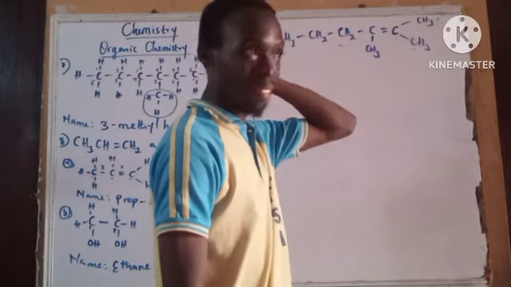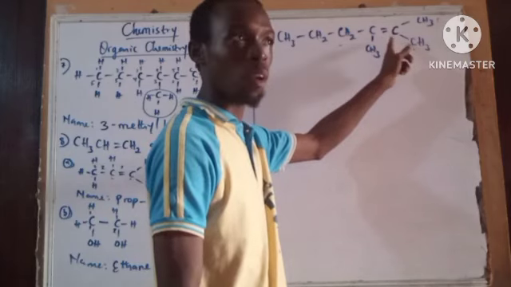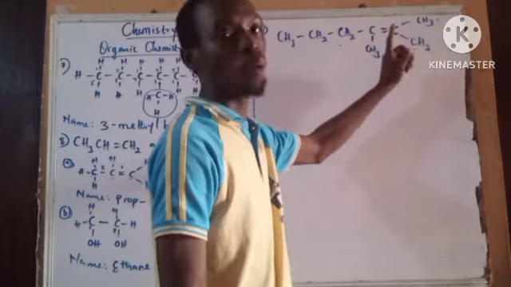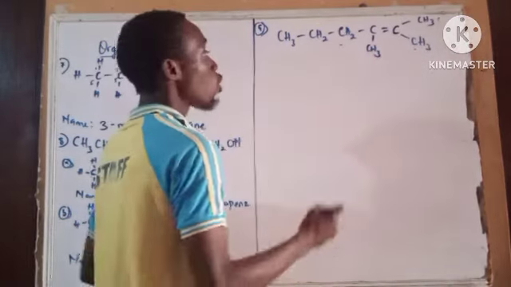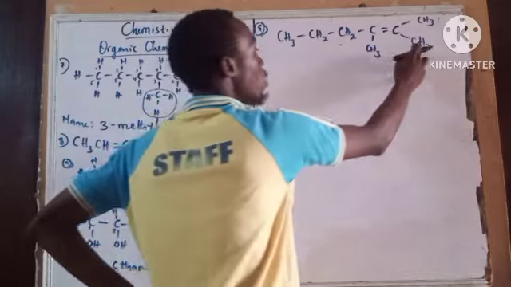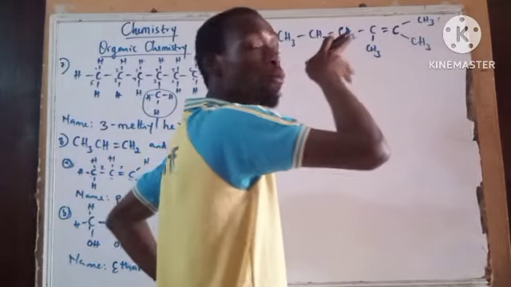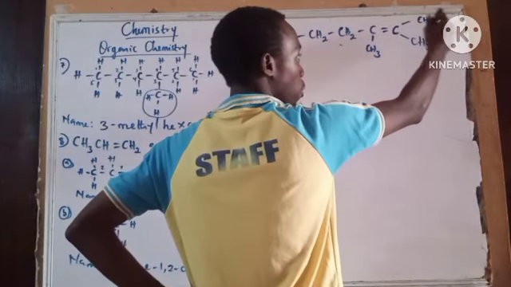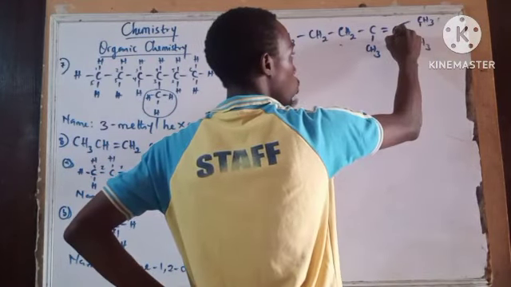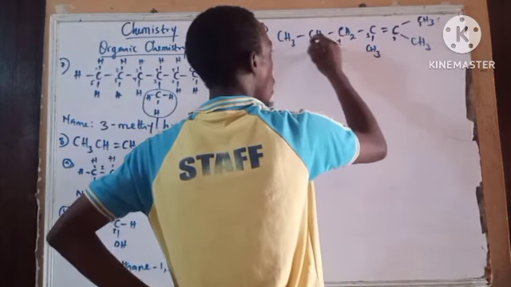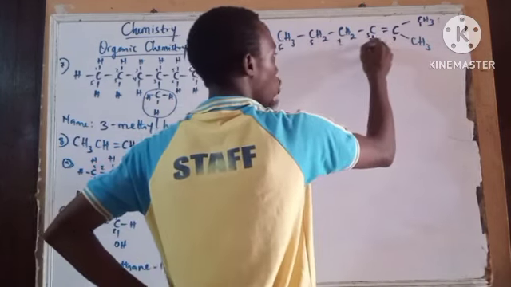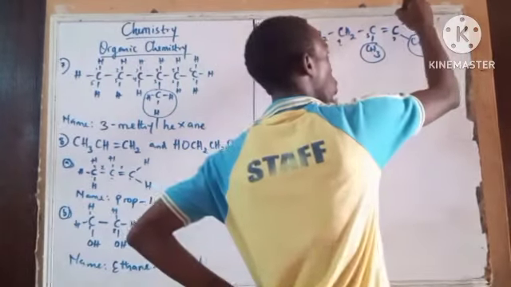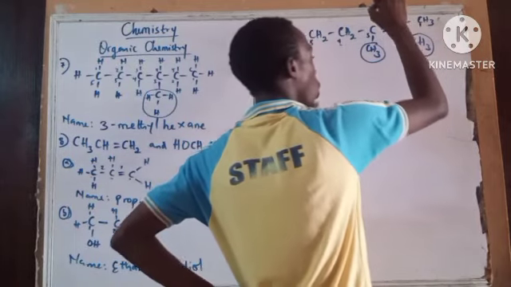But not just hexane, because I must identify the locus, the position of this double bond. I will number from the side closest to my functional group. So the numbering has to start from the side closest to my functional group. This one will be 1, 2, 3, 4, 5, and 6. These are my substituents. This is carbon 1, and my double bond is on carbon 2.